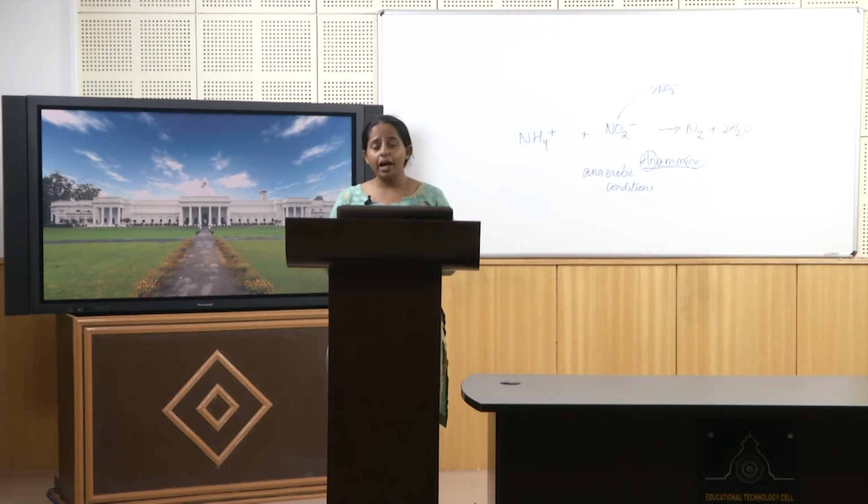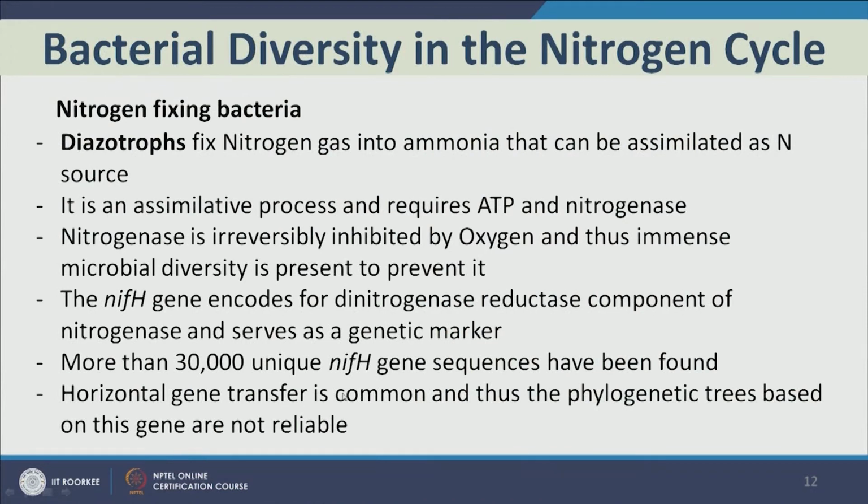And it so happens that the nitrogen fixing protein nitrogenase is sensitive to oxygen, and thus it is essential for life to continue on earth that this protein is protected from exposure to oxygen. And no wonder life has in its panic mode come up with so many diverse forms of nifH genes and nitrogenase and ways in which it can protect nitrogenase. Horizontal gene transfer is common, and thus phylogenetic trees based on these genes are not reliable.